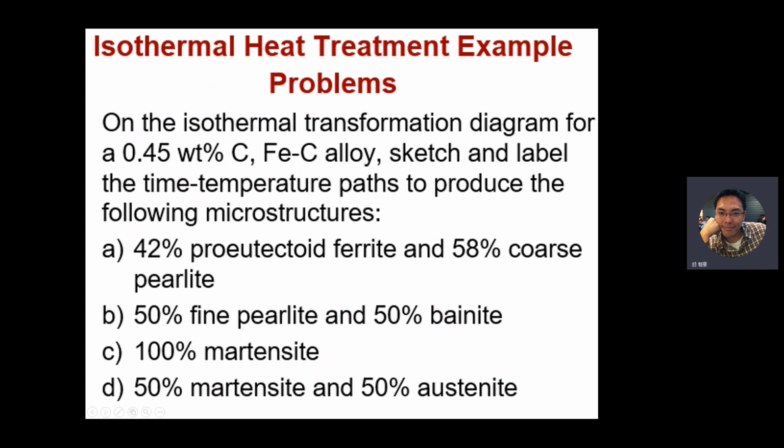All right, so let's look at some example problems of the isothermal heat treatment. For example, on the isothermal transformation diagram for a 0.45% carbon iron-carbon alloy, sketch and label the time-temperature path to produce the following microstructures. So A, B, C, and D, there are 4 microstructures.